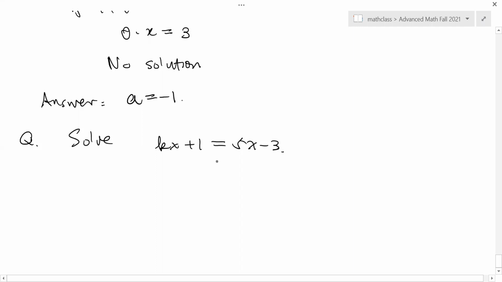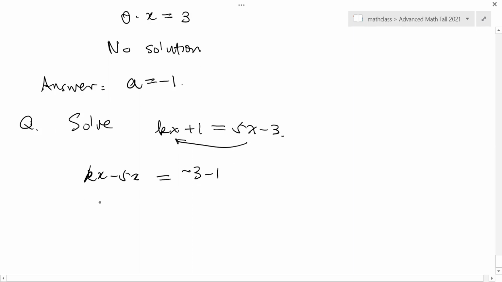So what you get here is 5x is moved to the left-hand side and the 1 is moved to the right-hand side. So you will get k minus 5 times x equals negative 3 minus 1, which is negative 4.